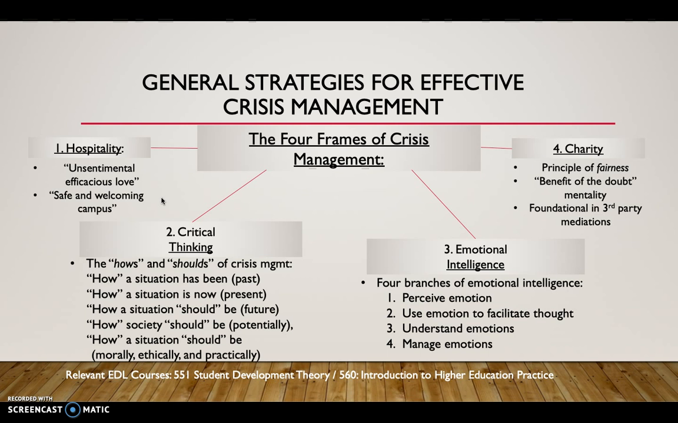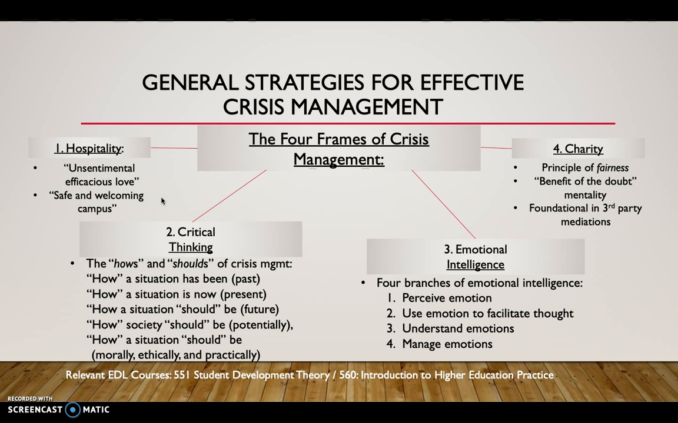The second is critical thinking, the how, shoulds, of crisis management. How a situation has been: how long has he been playing music in the morning until 2? How a situation is now: that's probably why they're there. How a situation should be: well, he should stop playing music. And how society should be: we should live in a society where people don't play music until 2 in the morning if it hurts other people.